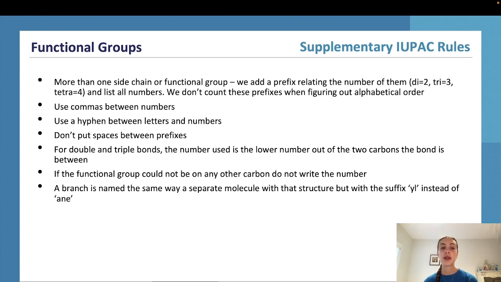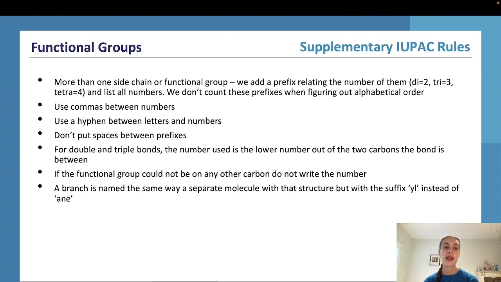And just depending on how many there are of that particular functional group, and then list all the numbers of where they are located. So if you were to have a methyl group on the 2nd carbon and a methyl group on the 3rd carbon, you'd have to say that it's a 2,3 dimethyl at the beginning. And so you don't count the prefixes when figuring out the alphabetical order. So as I said before, if you had an ethyl group but then a dimethyl group, you'd still put ethyl before dimethyl, even though alphabetically that wouldn't seem right, because ethyl comes before methyl in the alphabet.